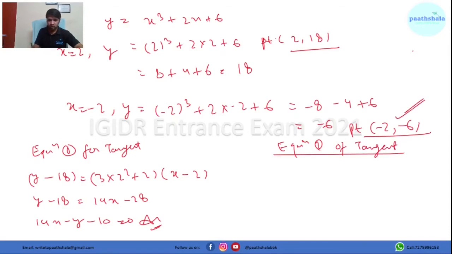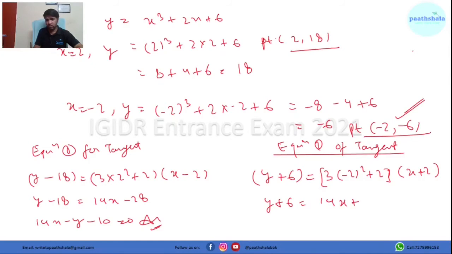The equation 2 of tangent we will get at this point. So this will be y minus y1, that is y plus 6. The slope will be 3 into (-2) square plus 2, and in this bracket we will get x minus x1, that is x plus 2. So this will be y plus 6 equals 14 times x plus 2, which gives 14x plus 28. So this will come out to be 14x minus y, and when we shift 6 here, 28 minus 6 will come out to be 22. So these two will be your equations.